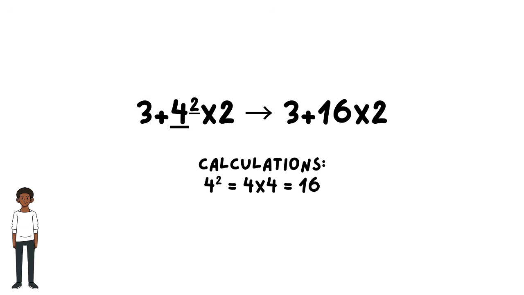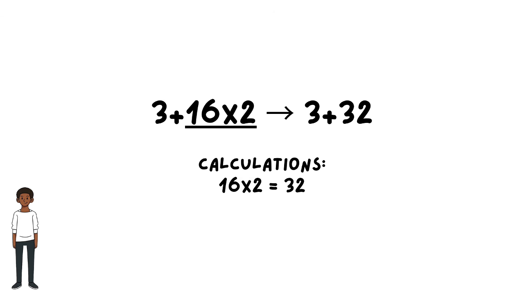Step 2. Exponents come next in the order of operations. 4 squared equals 16. Replacing 4 squared with 16 gives us 3 plus 16 times 2. Step 3. Multiplication outranks addition, so we multiply 16 by 2 first. 16 times 2 equals 32.